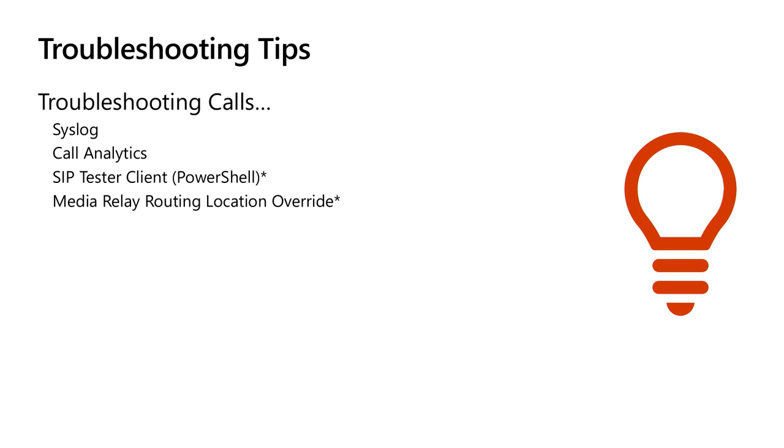And also, there's a new SIP tester client that you can run in PowerShell that tests making calls. There's also a new thing for media relay routing location. So you can now, as I said before with DNS, sometimes you'll go to the US when you should, say, be going to APAC. You can now manually define where you want to go with media relay routing location. It's just a PowerShell command. It's fairly simple to do.